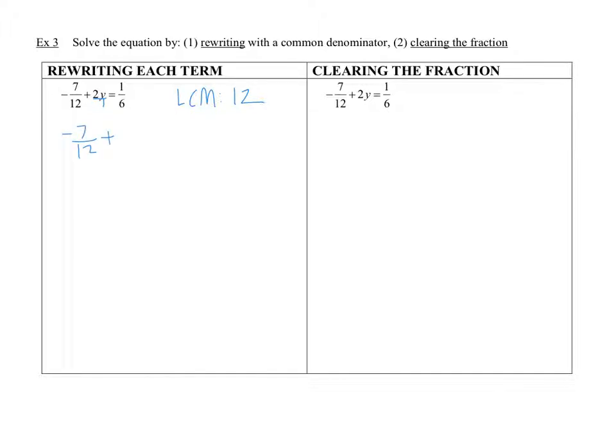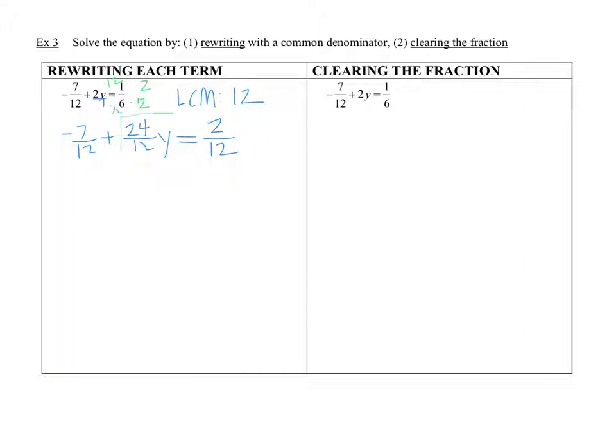To multiply 1 to get 12, we're going to multiply by 12 and do the same to the numerator so that we maintain equivalent fractions. 2 times 12 is 24. 1 times 12 is 12, and we get y. Equals, to multiply 6 to 12, we're going to multiply by 2 and do the same to the numerator to keep equivalent fractions. 1 times 2 is 2, and 6 times 2 is 12. From here, it's solving a two-step.